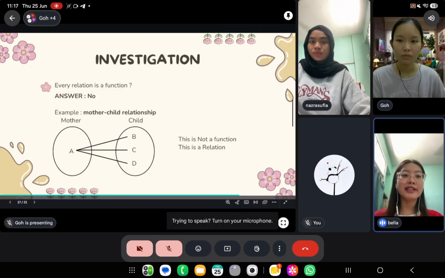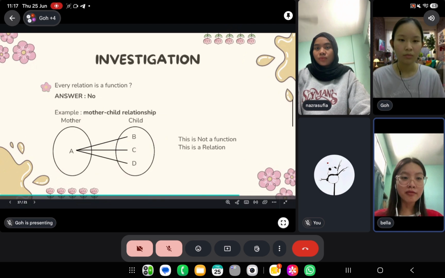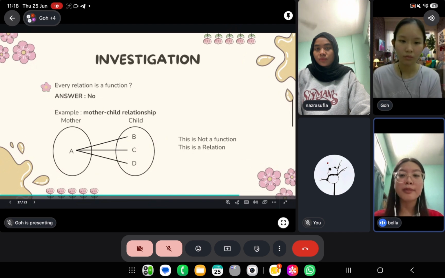And for the investigation, is every relation a function? The answer is no. Consider the example of a mother and child relationship. Mother A is connected to child B, child C, and child D. Since one input, which is mother A, is connected to multiple outputs, this does not satisfy the definition of a function, but this is a relation.